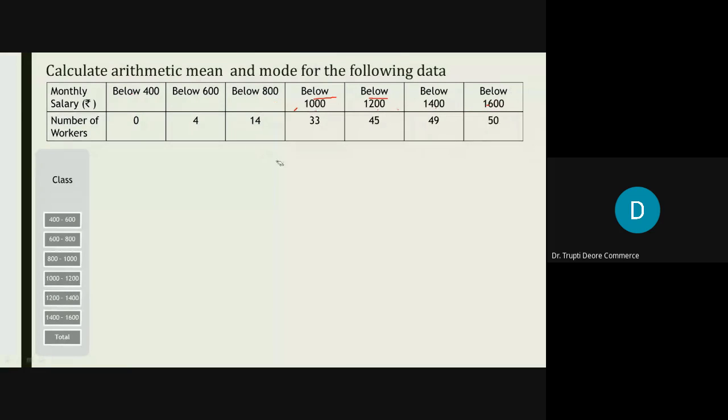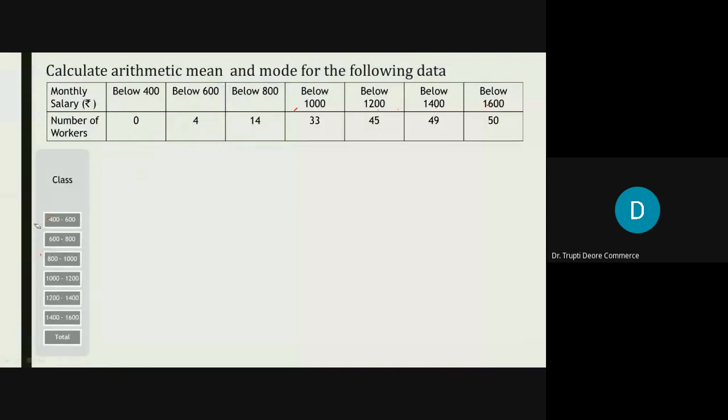And it's below 600. It means 600 is not included in the particular class. Or below 400, it means 400 is not included in the particular class. So automatically it becomes exclusive. So 400 is included in the next class, 600 is included in the next class. That's why it's a continuous class: 400 to 600, 600 to 800, 800 to 1000, 1000 to 1200, 1200 to 1400, 1400 to 1600. So from classes, we form the frequency.